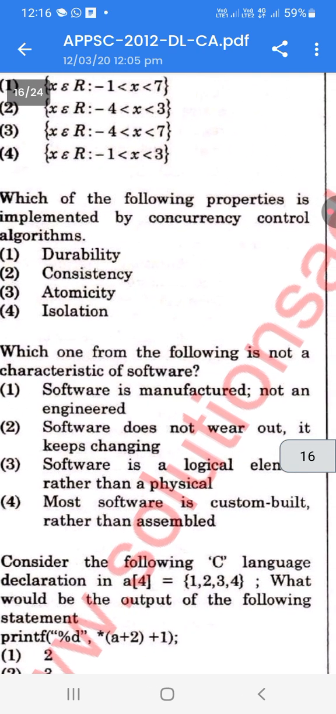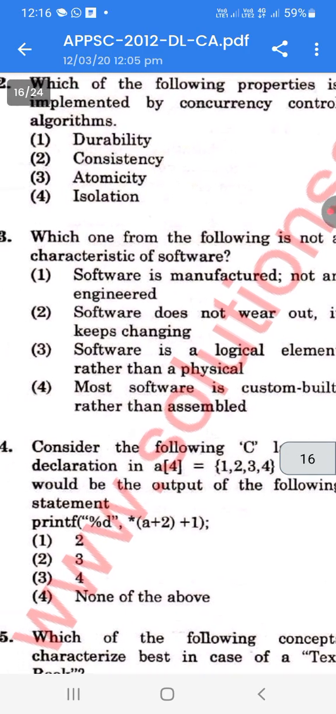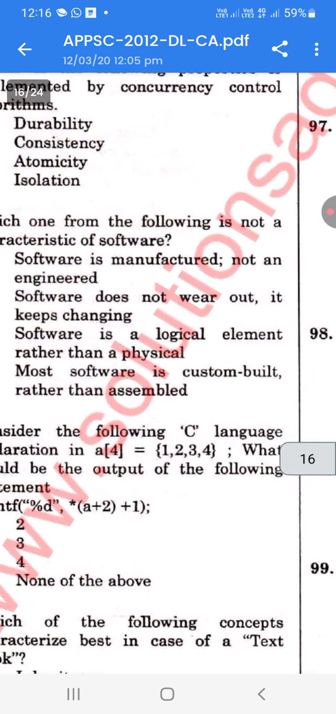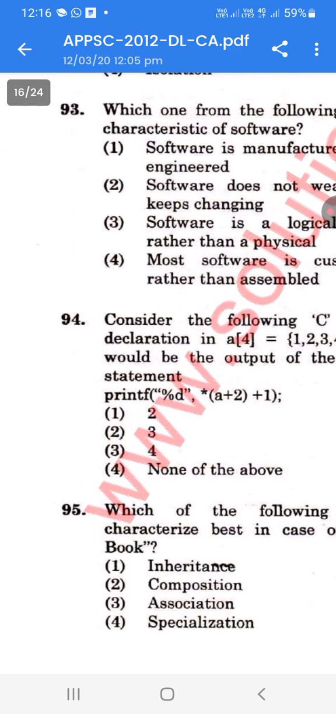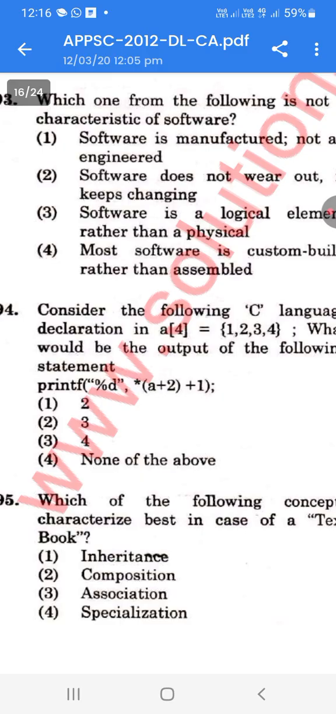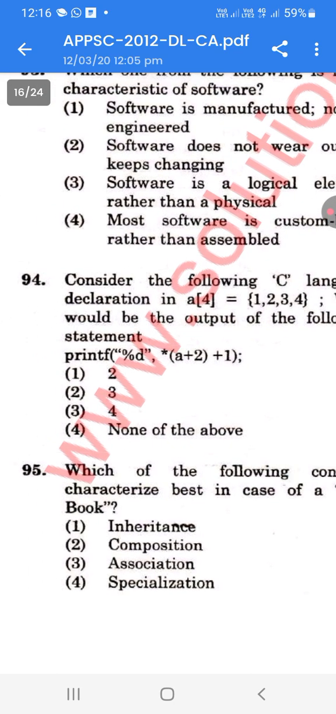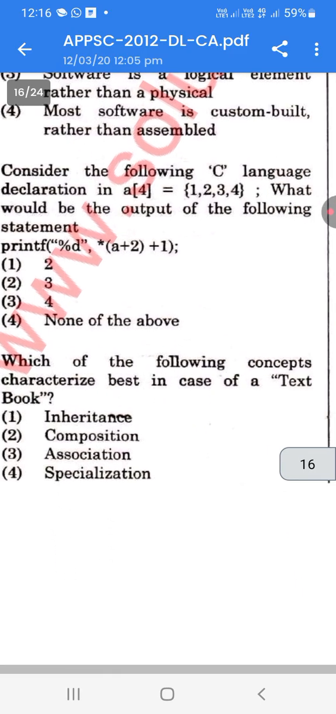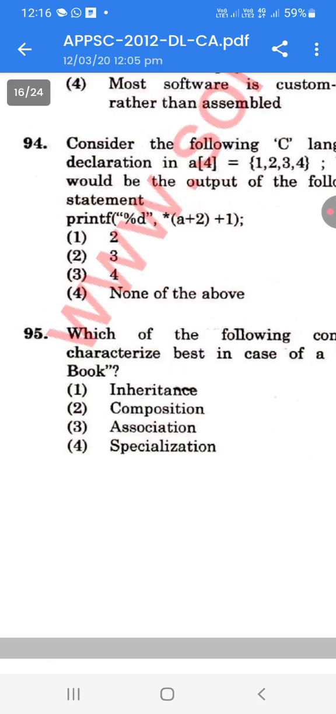92. Which of the following property is implemented by concurrency control algorithms? Isolation. Which one from the following is not a characteristic of software? Software is manufactured, not engineered. 94. Consider the following C language declaration A[4] = {1, 2, 3, 4}, which would be the output of the following statement: printf("%d", *(A + 2) + 1)? 94. Answer is 3, 4. Which of the following concepts characterize best in case of a textbook? 95. 2. Composition.